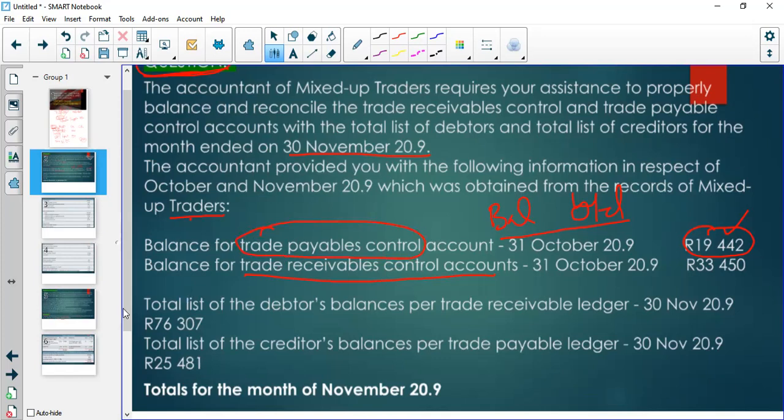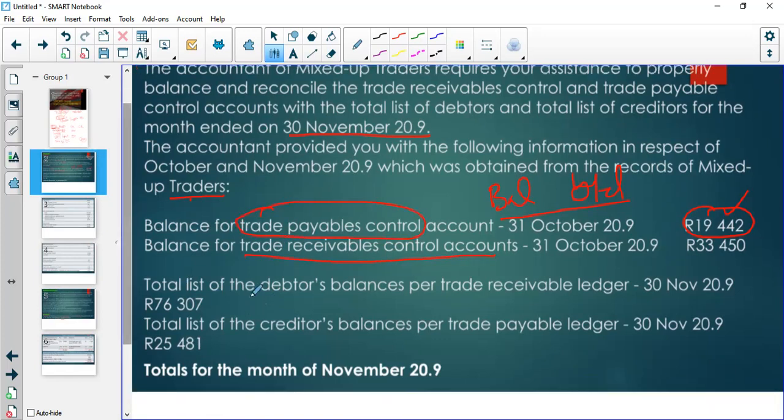Brilliant. So now, this is the total list of debtors, and this is the total list. So we ignore this. We need the total list of creditors, which is 25481. Now, these are the totals for the month of November 2009. So we're going to go into the journals because remember, we post from the journals to the trade payables control. Those amounts come from journal totals.